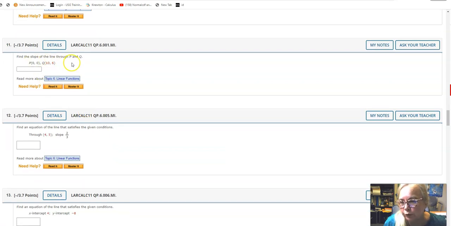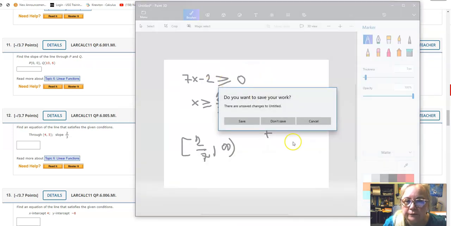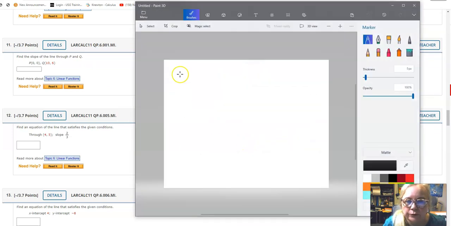Find the slope of the line passing through 2 points, (0, 0) and (10, 6). Let's see how we can do it. First we need to recall the formula for the slope. The formula for the slope is: subtract y coordinates and divide this difference by the difference of x coordinates.